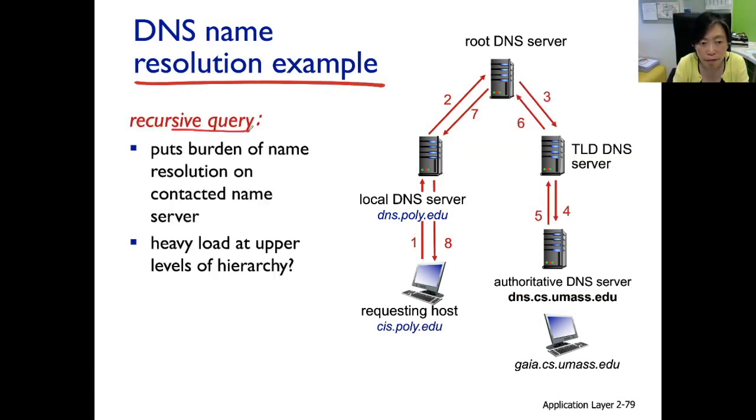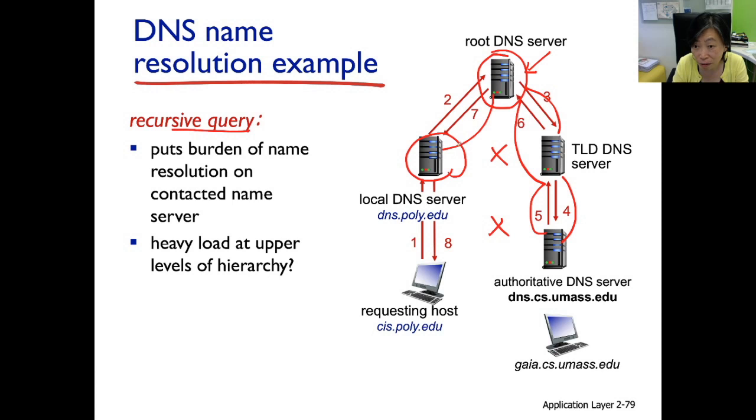Recursive query is the second form of doing the querying. So the local DNS server here will forward only to the root, and not contact the TLD or the authoritative DNS server. It will be the root's job to find out what the mapping is. And the root doesn't really know the mapping of gaia.cs.umass.edu, so it forwards the query to the TLD. The TLD forwards to the authoritative DNS server, and finally the IP address is traversed back. And the root DNS server here sends it back to the local DNS server.